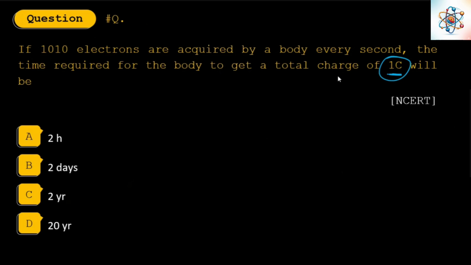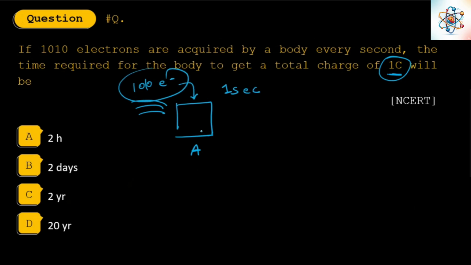So if you can imagine, each question is like a different situation. We are supposed to calculate the charge or use the charge. In order to actually solve them, you need to visualize how things are going. Suppose there is some source which is continuously transferring this many electrons to a body A every second, that many electrons are being dumped into it.